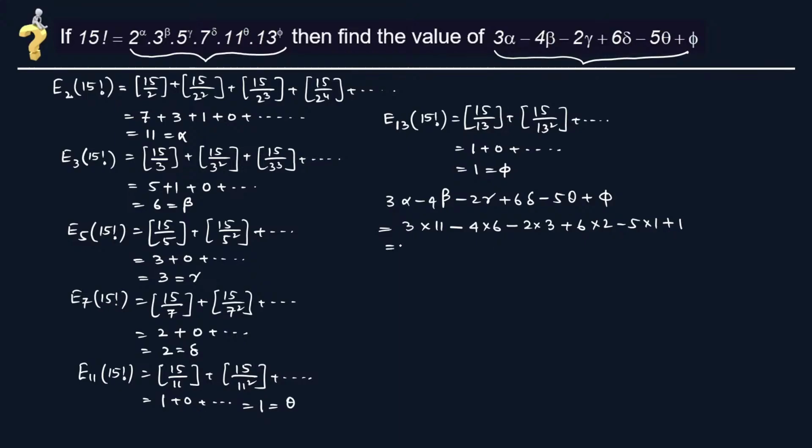So we are actually having 33 minus 24 minus 6 plus 12 minus 5 plus 1. So from here we are getting actually 6, 9 minus 6, and from here we are getting actually 7 plus 1 is 8, right? So it's 9 plus 2, so the answer is 11. Is it clear? Is this clear to everyone?